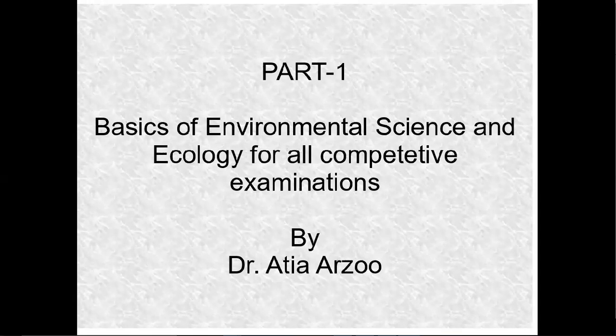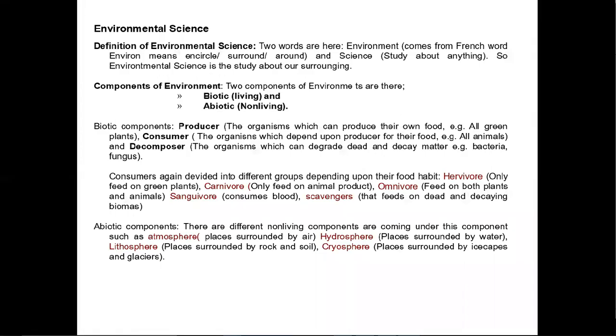Before going to this, first we have to know what is environmental science. You can see here two words in environmental science: one is environment, another one is science. What is environment? Environment comes from the French word environ, which means encircle, surround, or around. And science is the study of anything. So, the term environmental science is the study of our surrounding. So, the definition of environmental science is a study of our surrounding.